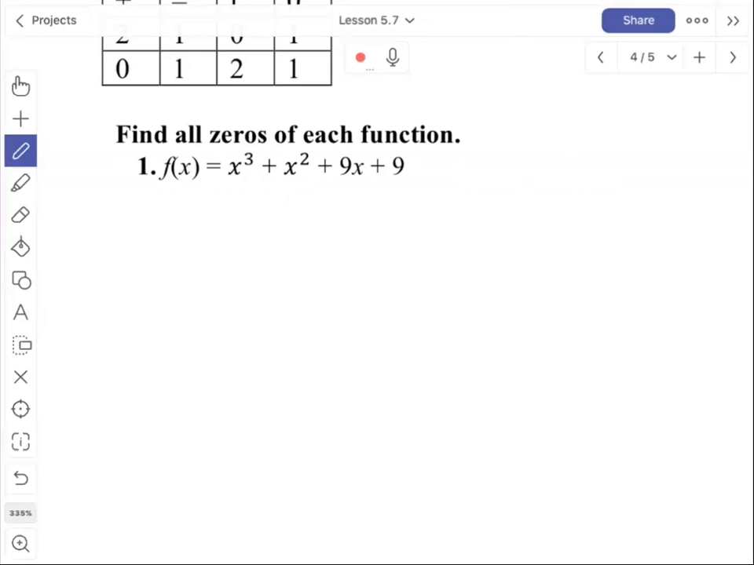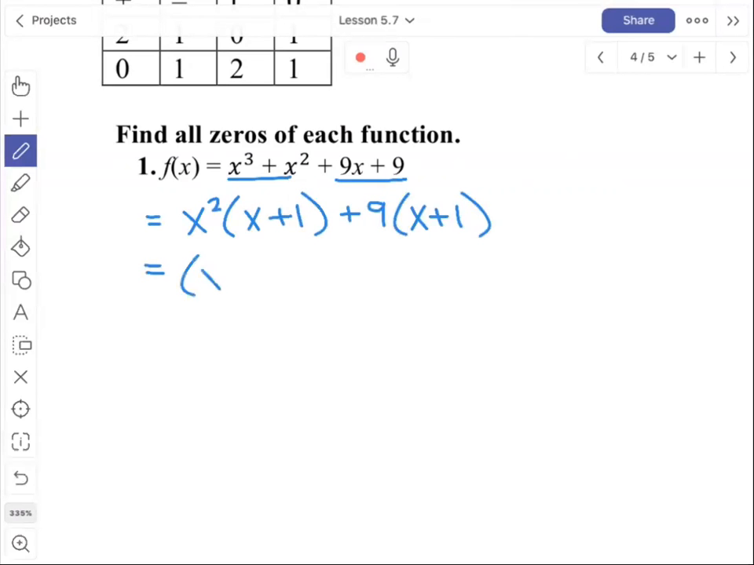First step is just see if you can factor it. If you can factor it, it makes it so much easier. So looking at this, I can see I can factor this by grouping. If I take out the x squared, I'm left with x plus 1. If I take out the 9, I'm left with x plus 1. So I can factor this and I get x plus 1 as my twins, and I'm left with x squared plus 9.